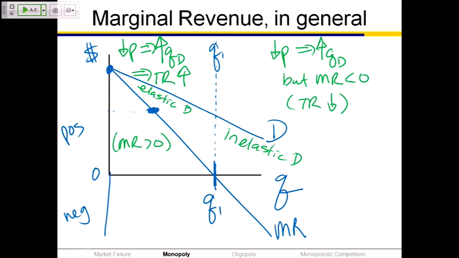A monopolist who wants to maximize profit is going to choose to produce the quantity where marginal revenue equals marginal cost. We've got ourselves a marginal revenue curve here. We need to put on here a marginal cost curve.